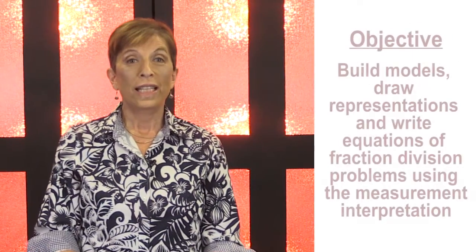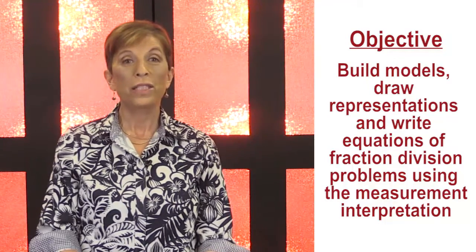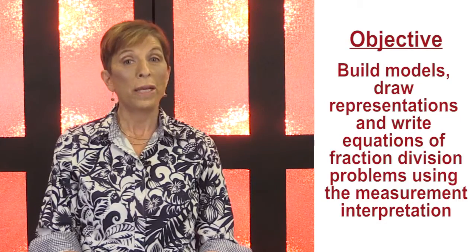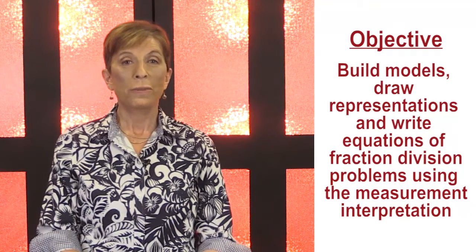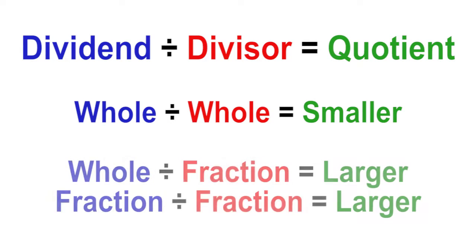The objective of this lesson is to be able to build models, draw representations, and write equations to represent problem situations in fraction division problems without remainders using the measurement interpretation. It's important for students to know that when whole numbers are divided by whole numbers, the quotient is smaller than the dividend and divisor. However, a whole number or a fraction divided by a fraction usually yields a quotient larger than the dividend and divisor.